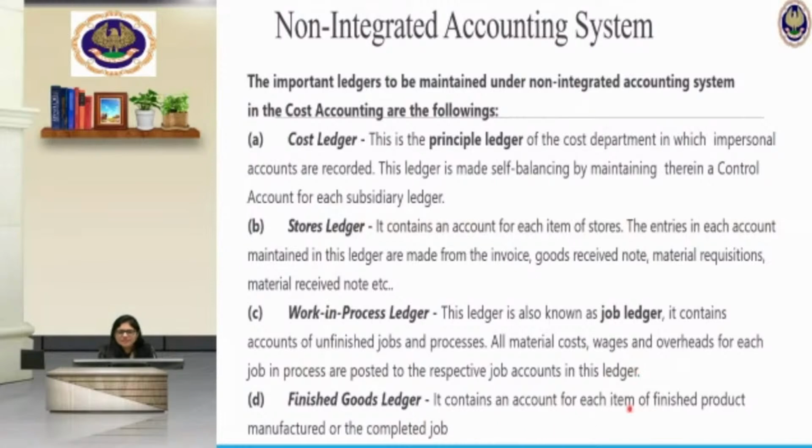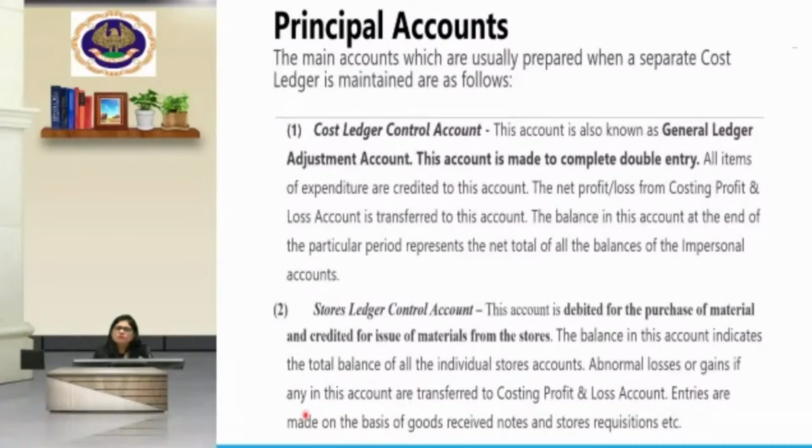Finished goods contains an account for each item of finished product manufactured. So the finished goods ledger will have the cost of production from the WIP ledger. From WIP, it will be transferred to finished goods. Finished goods will be transferred to cost of sales. All right, so once we do the question, you will understand it better. So those are the ledgers.